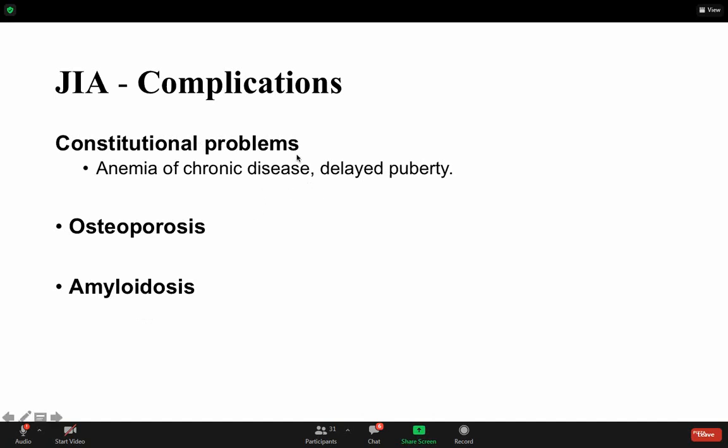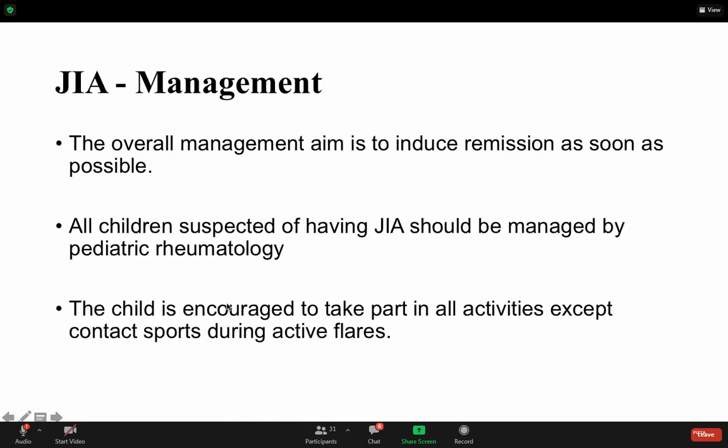They have constitutional problems, so they will have anemia, delayed puberty, they could have osteoporosis, amyloidosis. For those all can be complication للGIA.